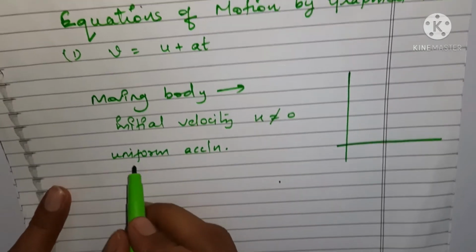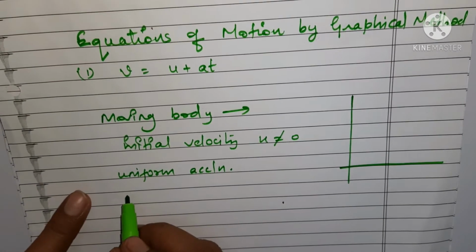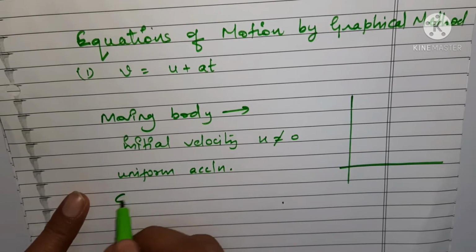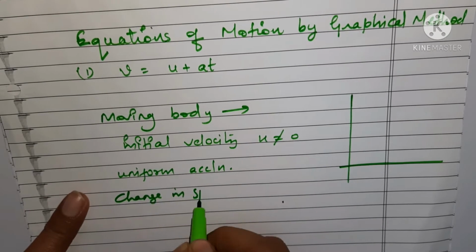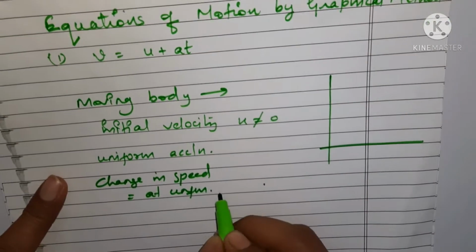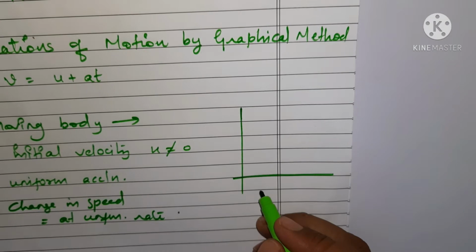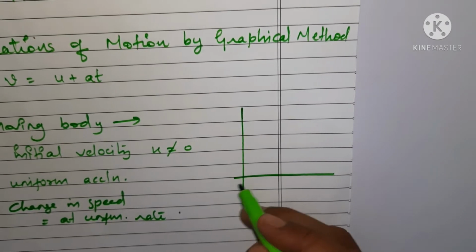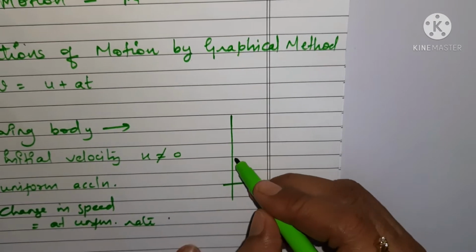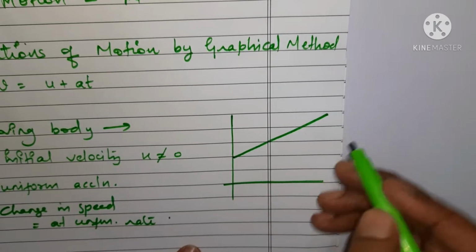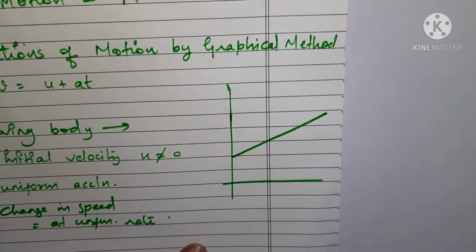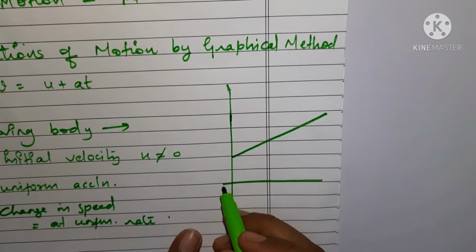When uniform acceleration is there, it means that you are having the change in speed at a uniform rate. These are the points which you have to keep in your mind so that you can recall the graph. So in the case of u not equal to 0, you are having a graph like this. If you see the previous video, you will come to know how it has been created and what things we can calculate with the help of this type of graph.